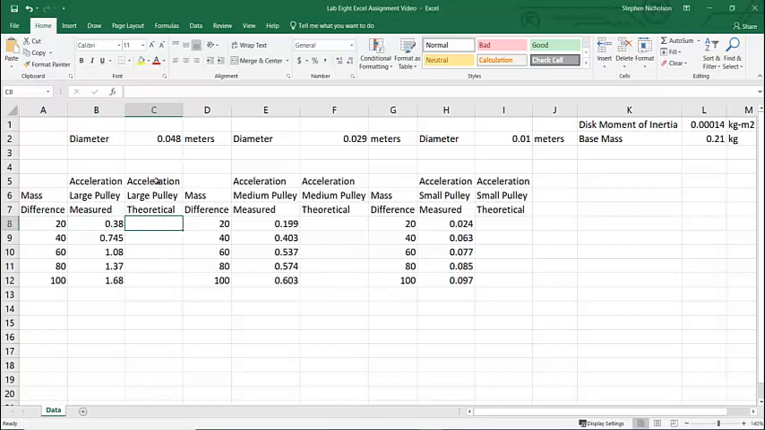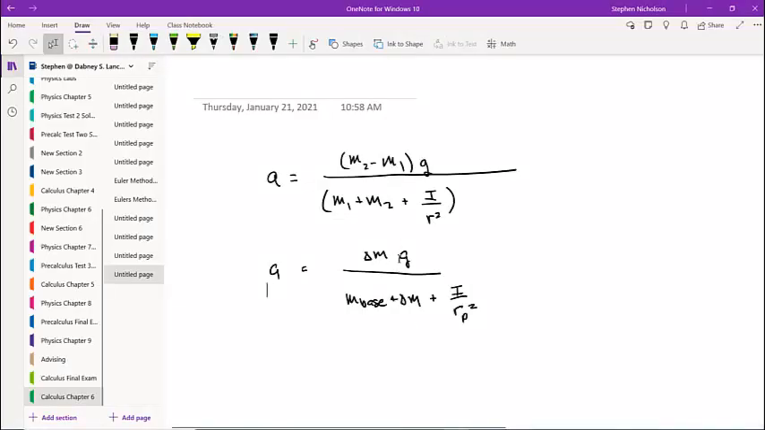Here's the large pulley. So we're going to do equals. In the numerator, we have the delta m, which is cell A8. That's going to be incremented, so we're not going to put any dollar signs there. We're going to multiply by 9.81 to get weight, and we're going to divide by 1,000 to convert grams to kilograms. So that's the numerator of the expression: delta m times g.